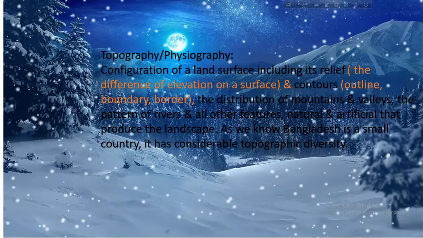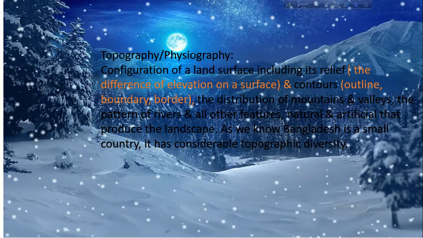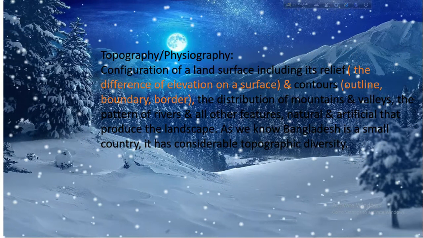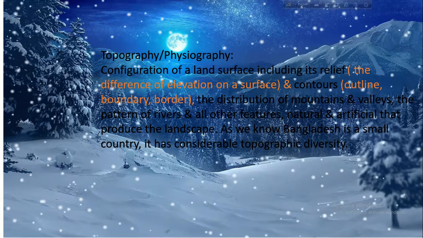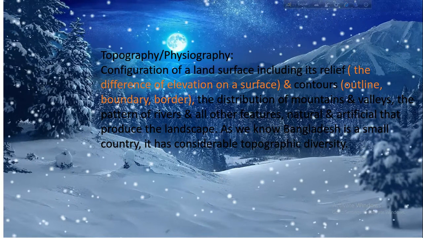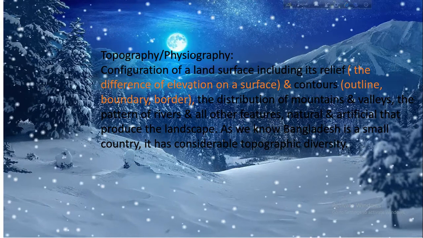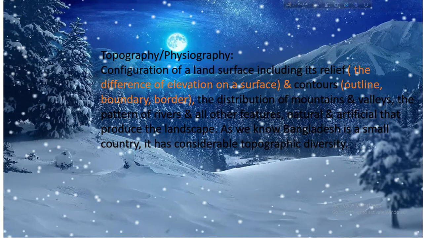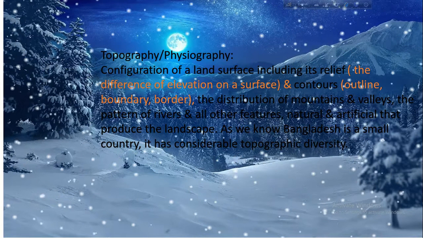landscape. As we know, Bangladesh is a very small country. It has considerable topographic diversity. So, as an example, I am telling you about Bangladesh. So, this is the topography and physiography. All over the land surface of Bangladesh is not plain land. Somewhere here are high mountains, hilly regions, hillocks, more or less 700 rivers. And we also have the boundary and the difference in elevation or height. Here different types of land surface are different. So, this is the topography or physiography, not only of Bangladesh, but all over the world.